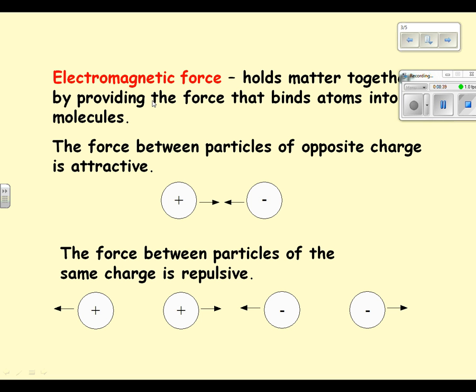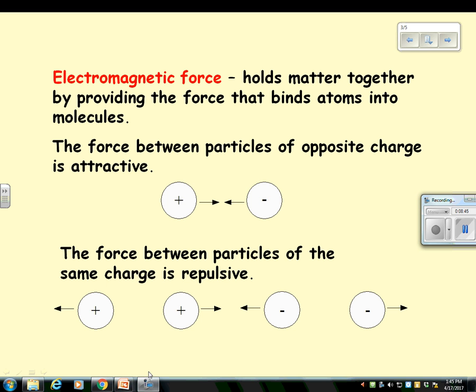The second fundamental force is the electromagnetic force. Electromagnetic force, not near as attractive. It holds matter together by providing a force that binds atoms into molecules.